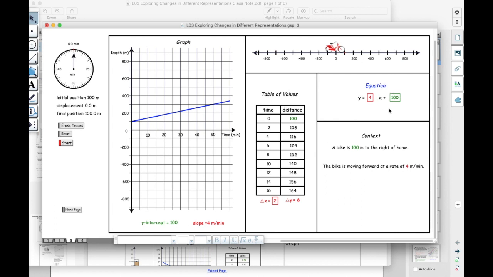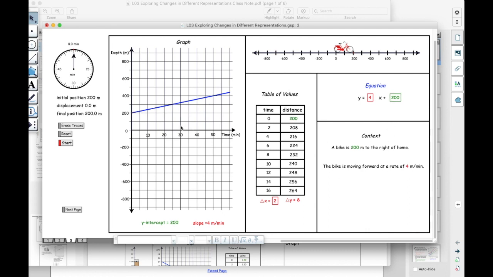All right, what we're going to do next is we're going to change this initial condition. I'm going to change the initial condition to 200. When I hit enter, what do you think will happen to the table? Will delta x and delta y change? Will every value in the table change? What's going to happen over here to the graph? I'm going to hit enter now.